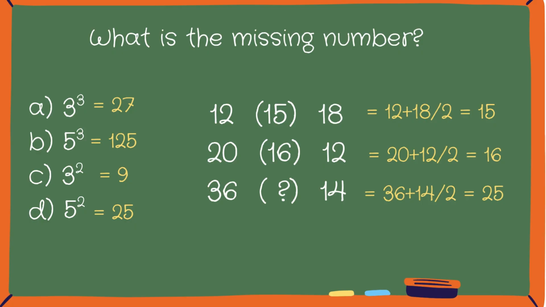What is 36 plus 14? It's 50, and 50 divided by 2 is equal to 25, and the answer will be the letter D. And look, it was 5 squared, that is 25.